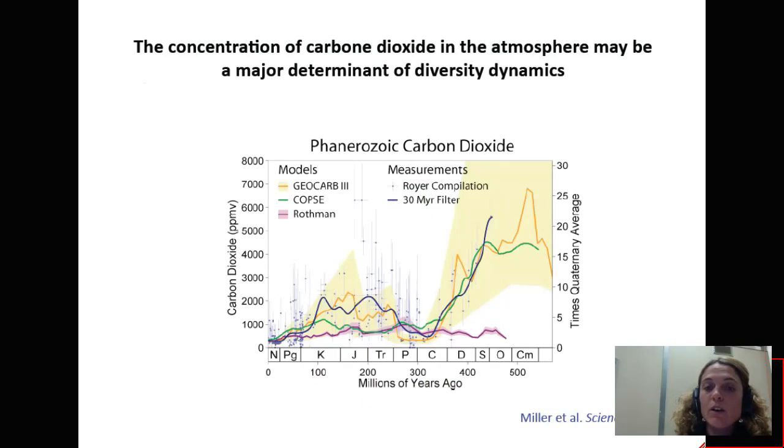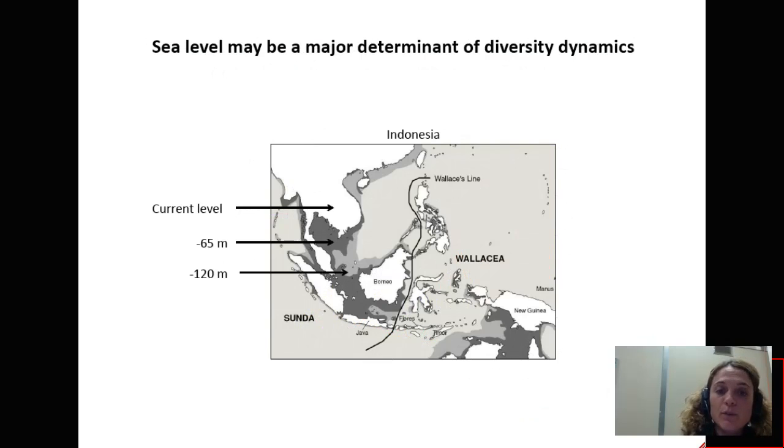Okay, aside from climatic variables, the concentration of carbon dioxide in the atmosphere might have major impacts on diversity dynamics. This also is based on observation from the fossil record. And the third factor that might be really important is sea level change. So we know that sea level has changed a lot in Earth history, and this obviously changes the amount of habitat available to species, and so probably extinction. When we have less habitat, there's going to be more extinction. When we have more habitat, there's going to be more speciation, and so on.